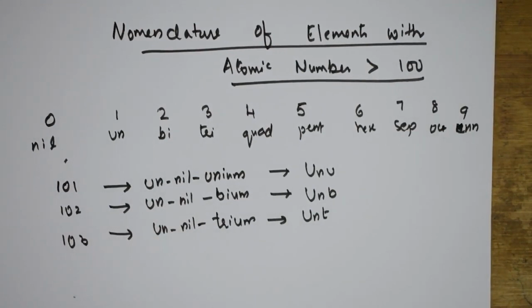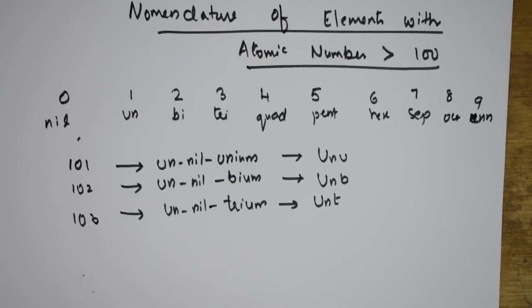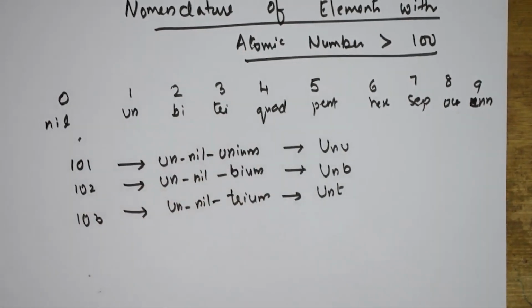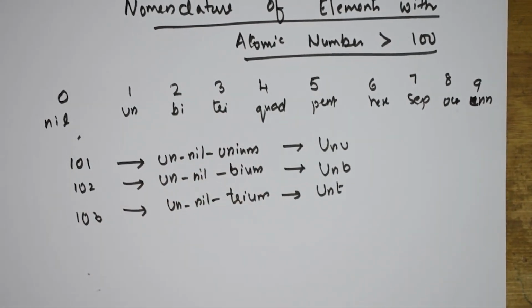Un stands for 1. Nil stands for 0. 3 means tri, and we add ium. Why are we adding that? Basically, the names are shortened instead of writing the bigger ones. So it's a mixture, basically, of Greek and Latin roots. They've mixed up both the Greek and Latin words in this. So, that's how you find it.